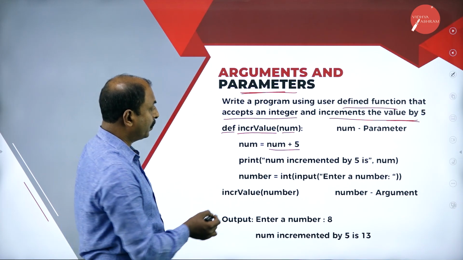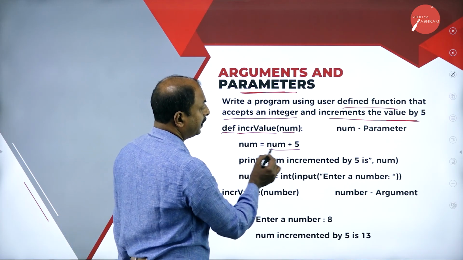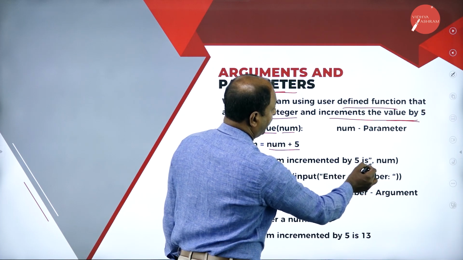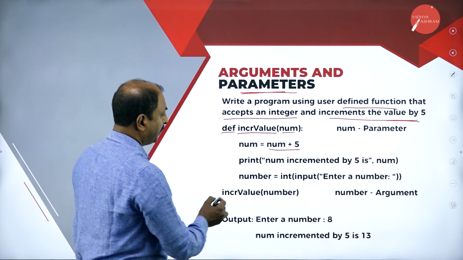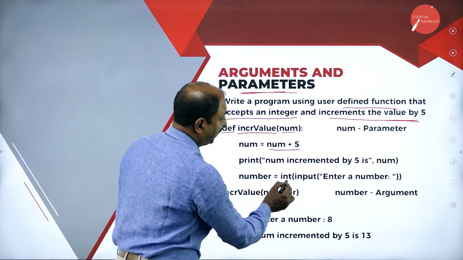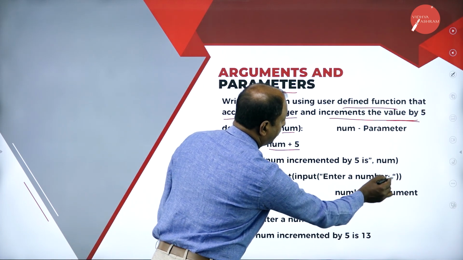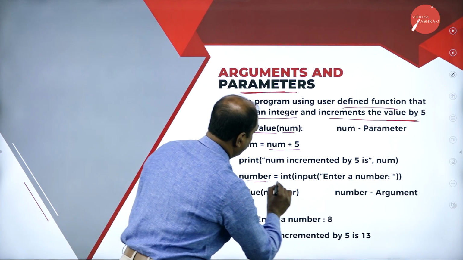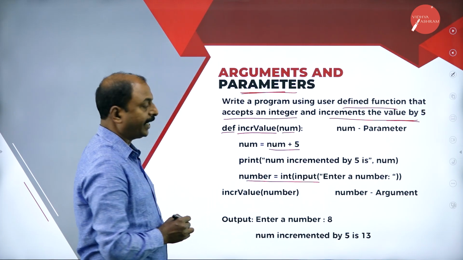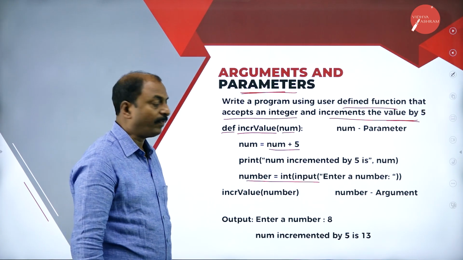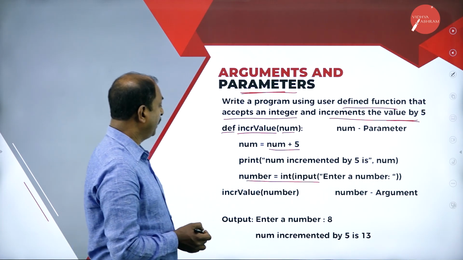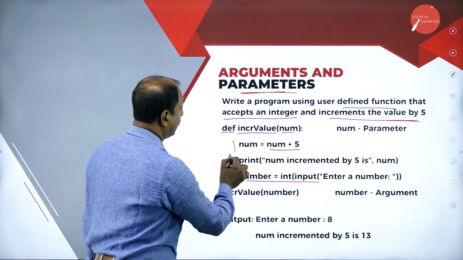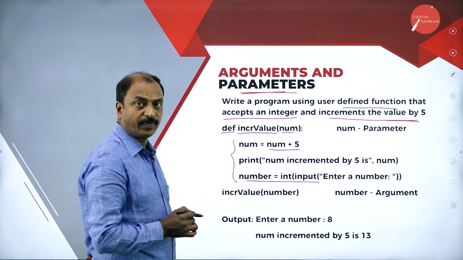Then after that we are going to print this answer here. Print number incremented by 5 is num. So this is a print statement. Next, here number equals int input, enter a number. So this is the input statement. We have to accept the value from the user with the help of the input statement. Now these are referred to as the body of the function.